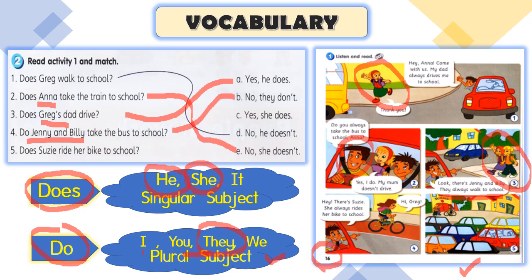Okay, look at the last one. Does Susie ride her bike to school? Where is Susie? Look here. She's here. She always rides her bike to school. So, yes, she does. Okay, so after this, we are going to do some exercises so that you know how to use do and does correctly.